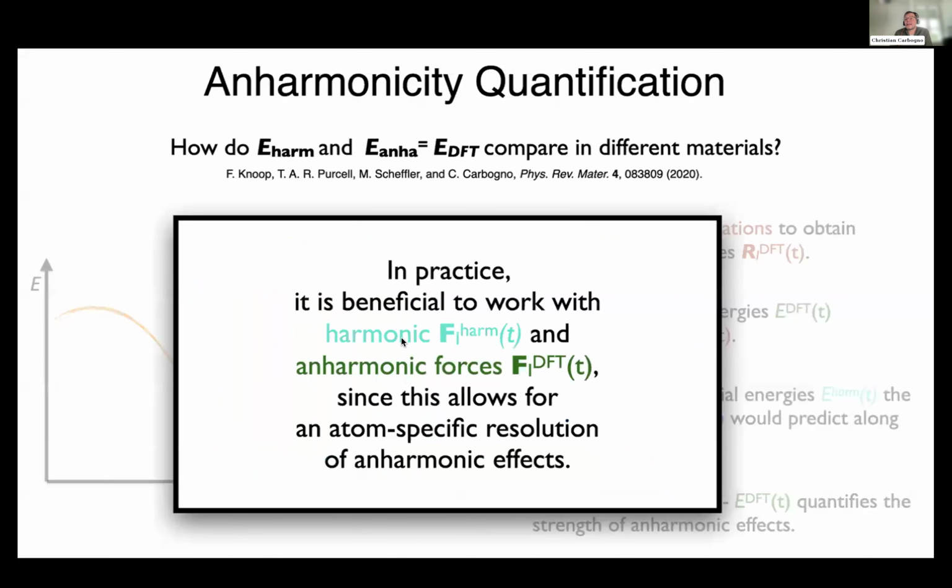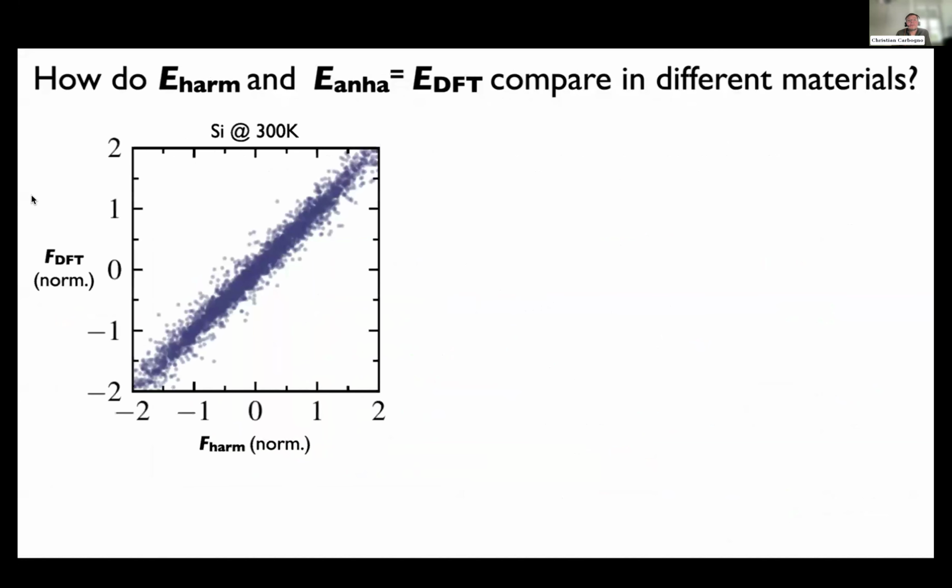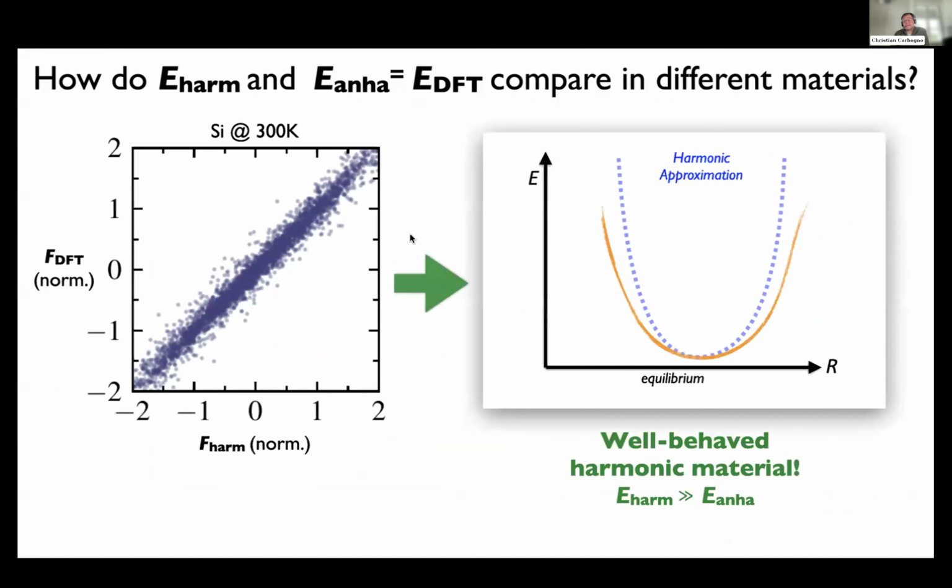In practice, we do that with forces and not with energies, just because we get more information out of it. We get an atomistic resolution naturally from the forces. This you see, for instance, in this kind of correlation plots, where I show the DFT forces and compare them to what the harmonic forces would have predicted for silicon at 300 K, so at room temperature. And you see there is a very nice correlation here, and this implies that this, as very well known for silicon, is a well-behaved harmonic material.